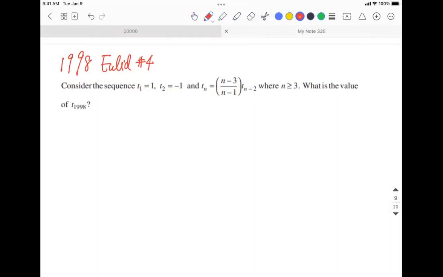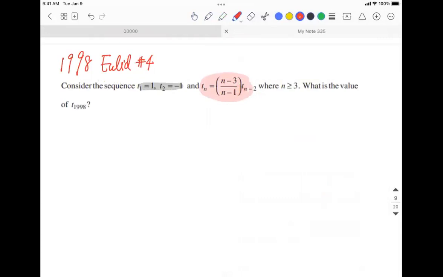Okay, let's have a quick look at this problem all together. I'm going to give you some hint. Okay, consider a sequence. This sequence is also t1 equals 1, t2 equals minus 1. It's quite similar to our previous question, right? The question gives you two initial terms. And tn, this time the sequence looks a little bit nasty. tn equals (n minus 3) over (n minus 1) times t(n minus 2).